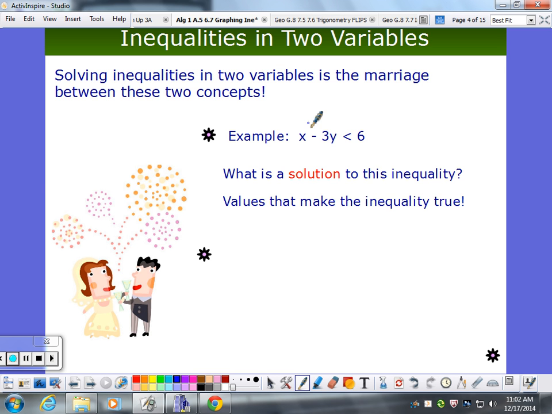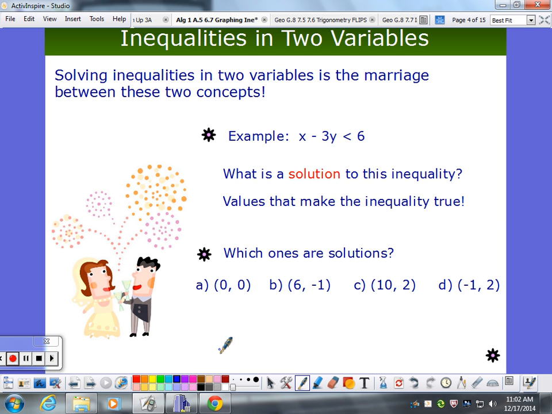So anyway, we have two variables. It kind of looks like an equation, two variables, except it's not. It's a less than. So what do we mean by a solution to an inequality like this? Well, it's a value that makes it true. So here's a bunch of xy pairs. How can I tell if these are solutions or not? What do you think?